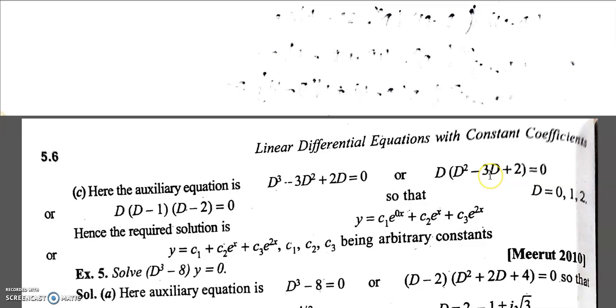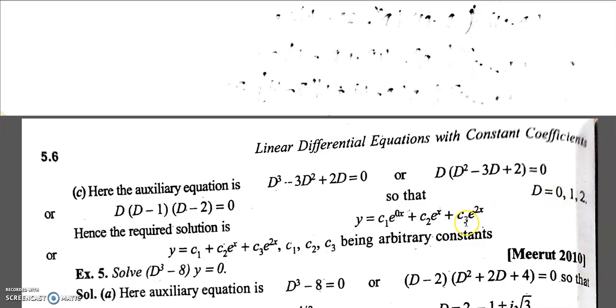So 2 plus 1 is 3. So D^2 - 2D - D + 2 = 0. So you get (D - 1)(D - 2). So what are the solutions? D = 0, 1, 2. So all these roots are distinct.